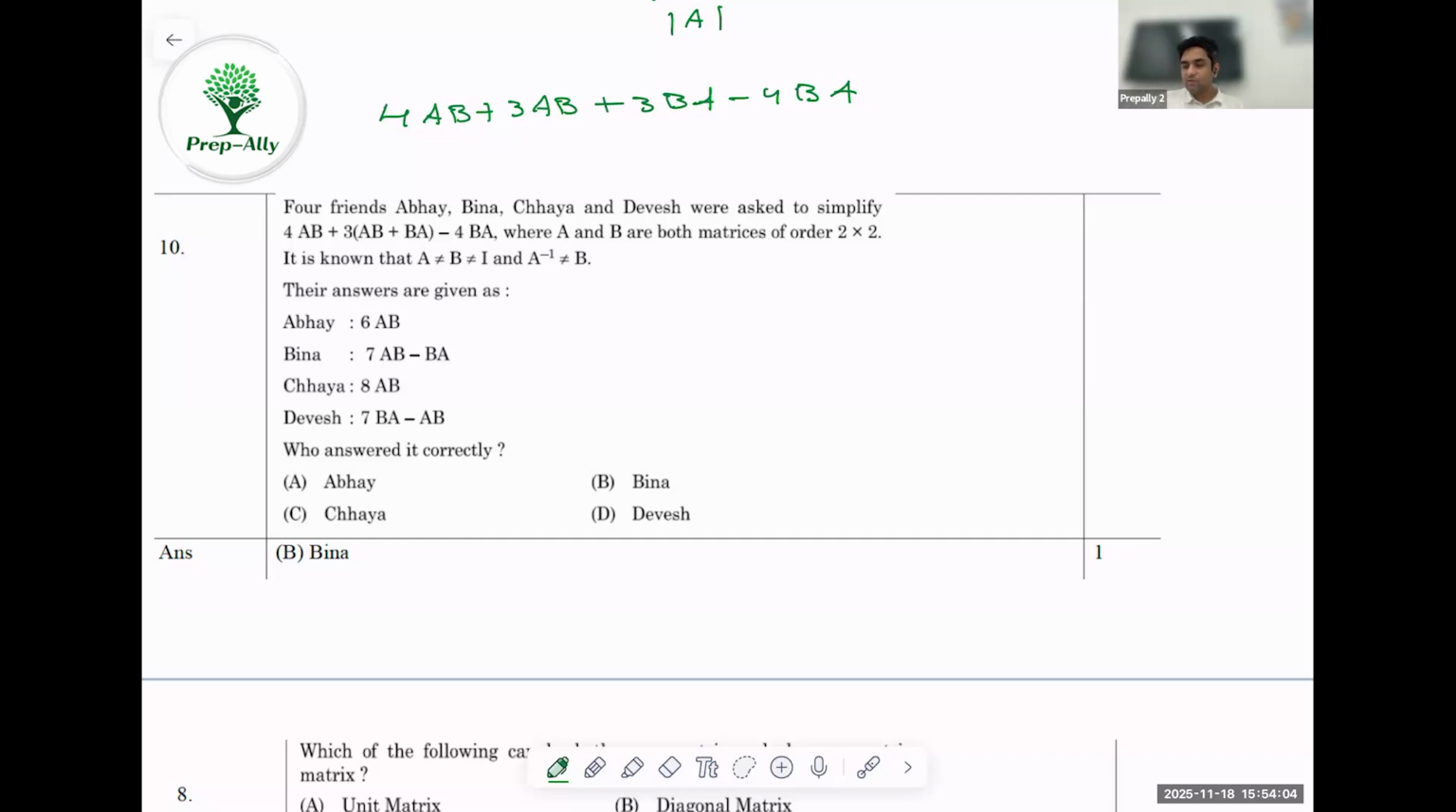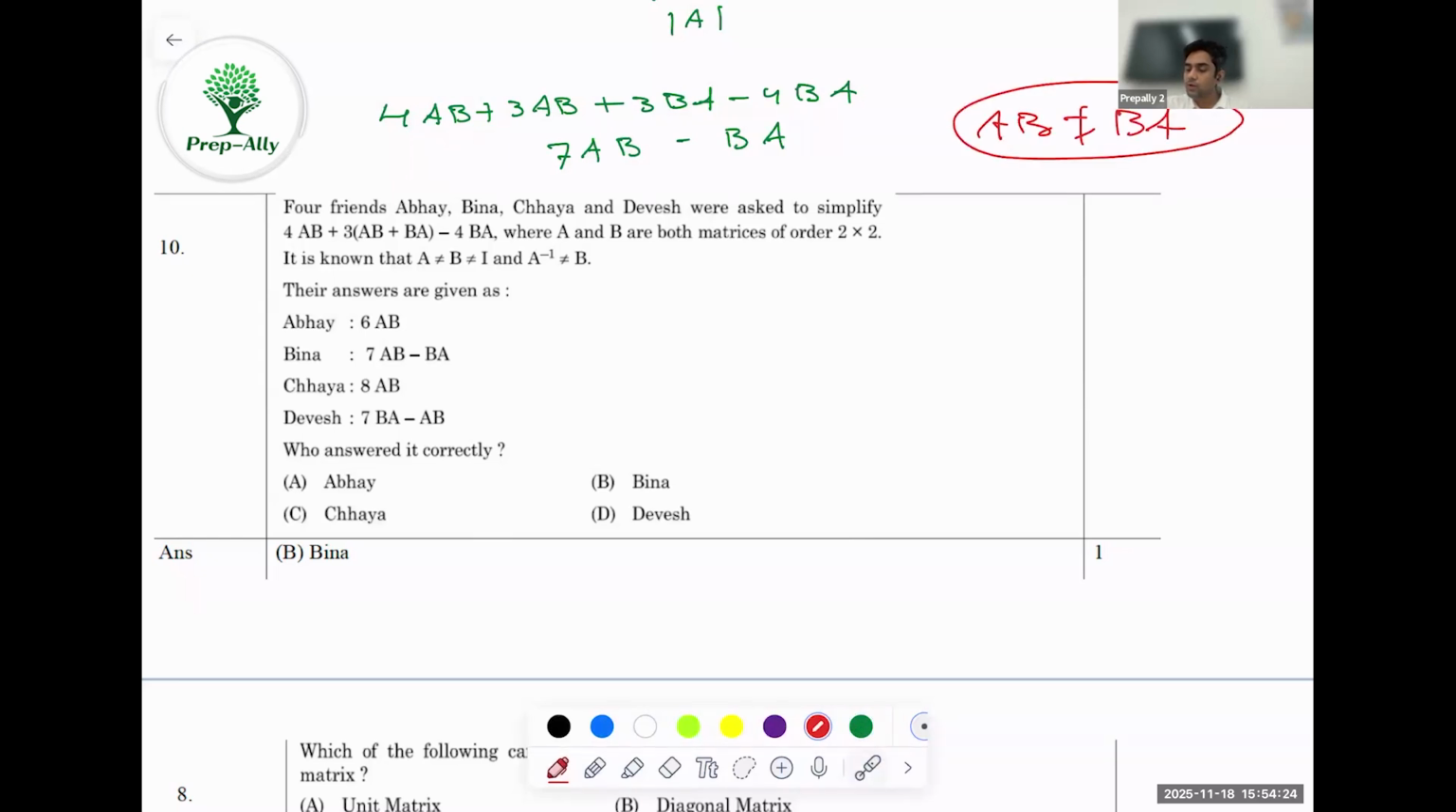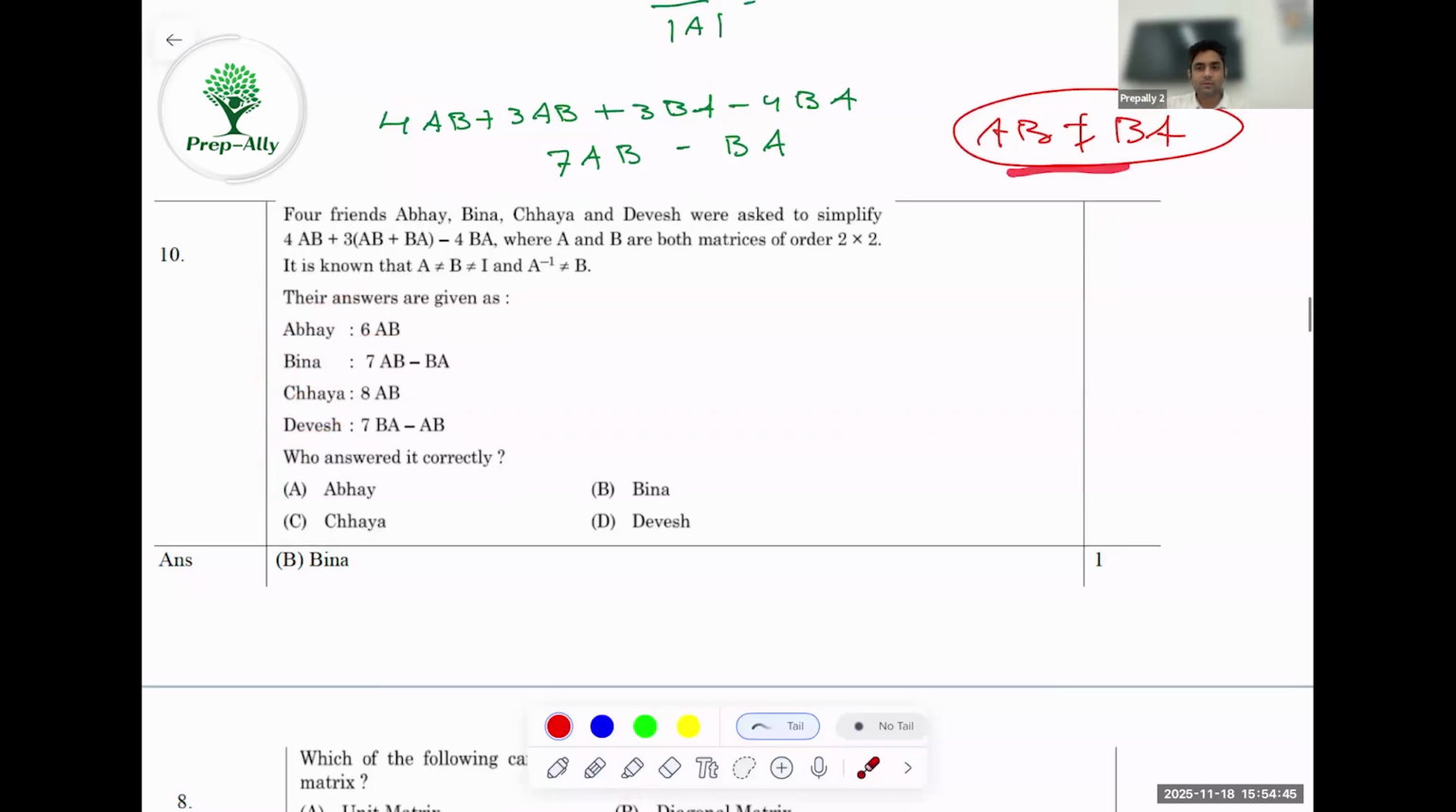Now they have given these answers. So obviously AB plus AB can be combined, and this can be combined too. So what we will get is 7AB minus 1 time BA. Now we have just not talked about that in matrix, AB cannot be equal to BA. So if you make this mistake, you are gone. In that case, you will be just like Abhay or Chaya or Devesh who do not get marks in the exam. So if you do not want to be Abhay, Chaya and Devesh in the exam, then listen carefully and be Beena because you will get marks. So these are not equal in matrix. So be mindful of that.